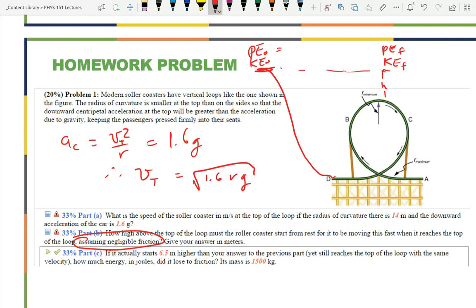So let's just do a poll. How many people chose ground level for height equals 0, for elevation 0? No. How many people chose the top of the loop for elevation 0? None. How many people chose the starting height as elevation 0? One. Well, what did the rest of you choose? I don't know. You have to choose.